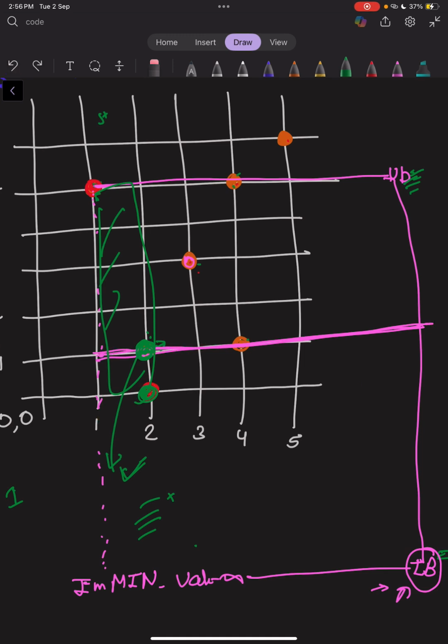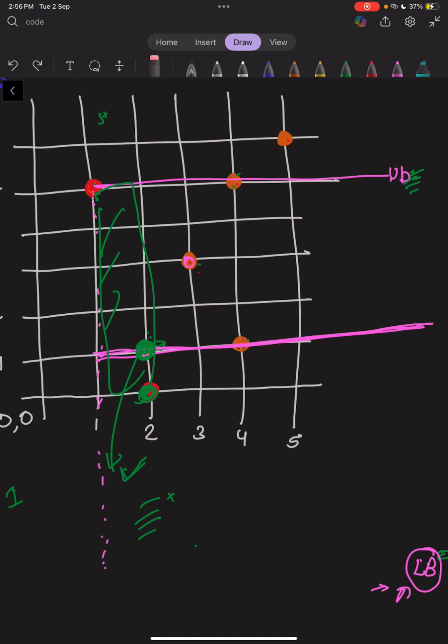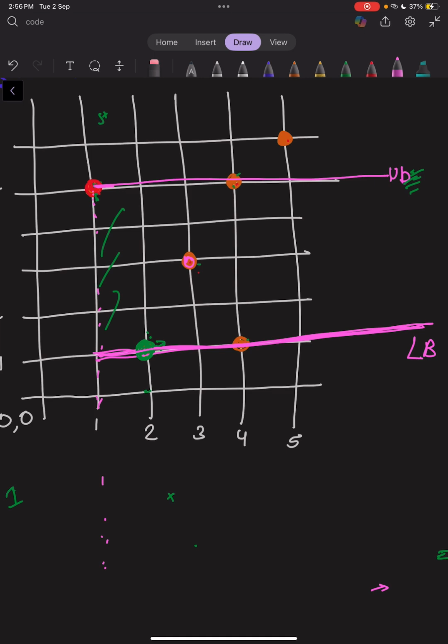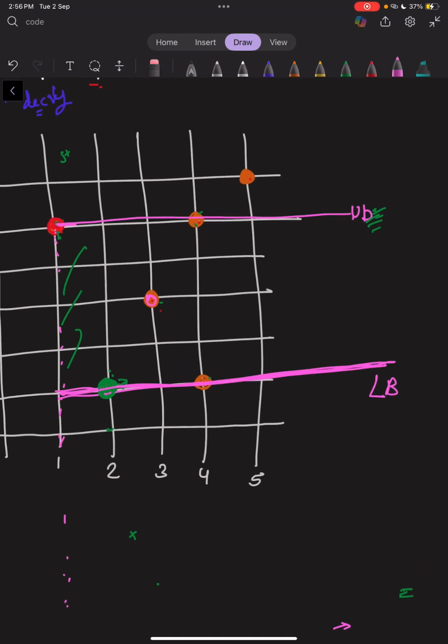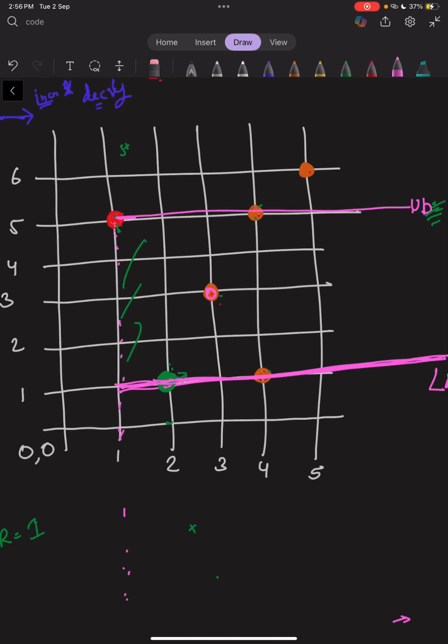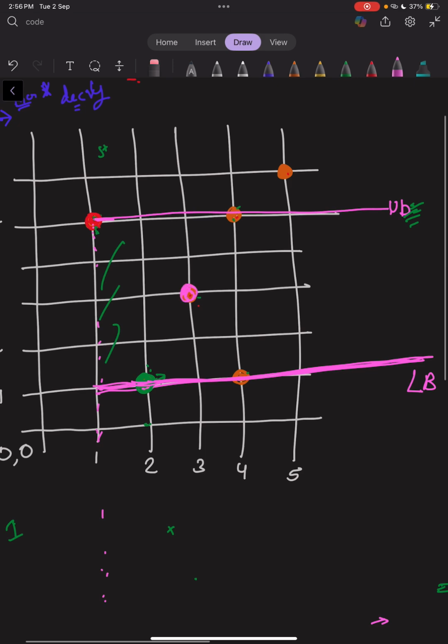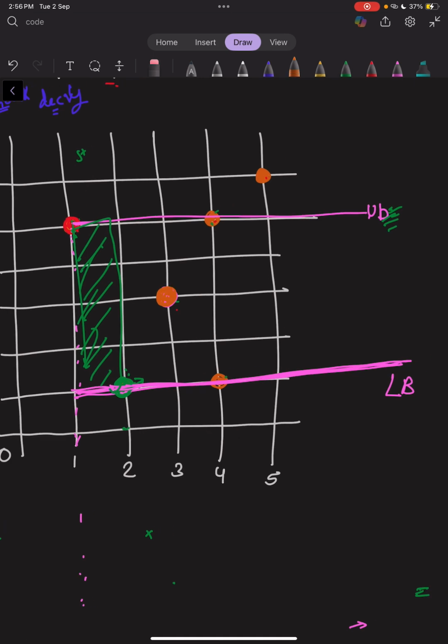So the next boundary will be this one. Okay, so the next boundary will shorten to this one, and this is our lower boundary. Fine. So now we have shortened our lower boundary. We will go to the next point, which is this one. Okay, this one rectangle, let me mark this. Now this is the next point we are going to consider.